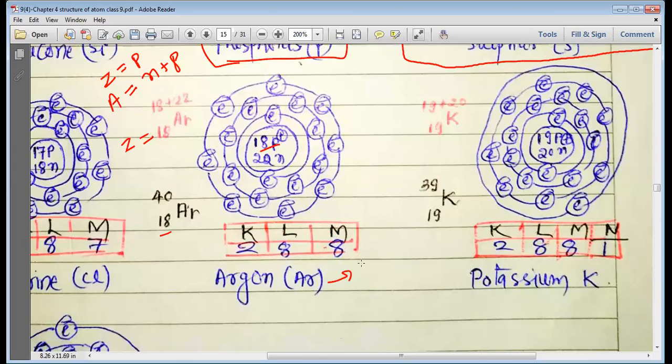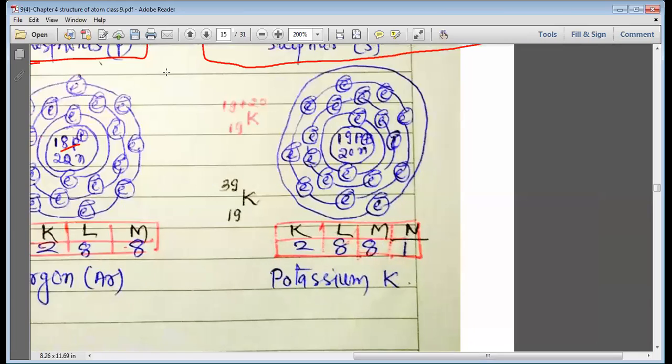and that is why this argon is known as the inert gas, or the noble gas. It does not react because all its shells are completely filled, so it does not require any electron to be filled in the shell, or it does not want to give out any electron, and this is why this argon is a noble gas, or inert gas.